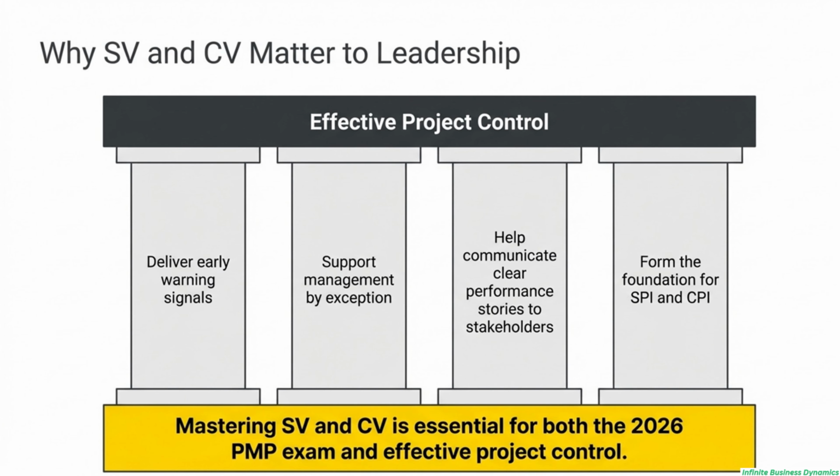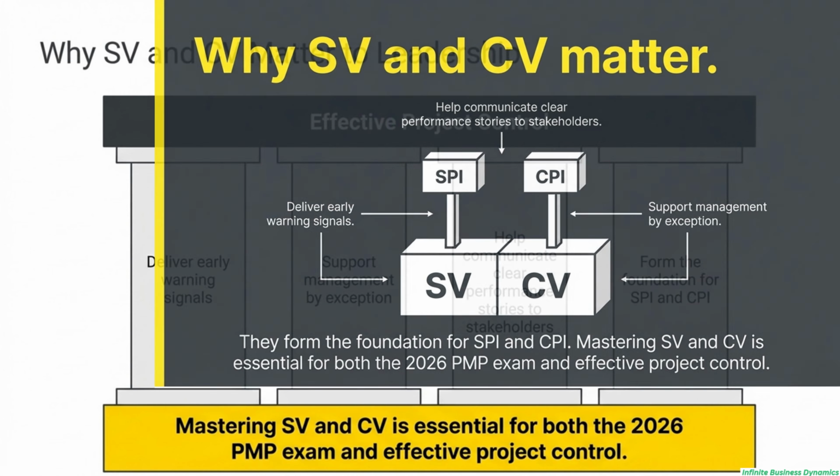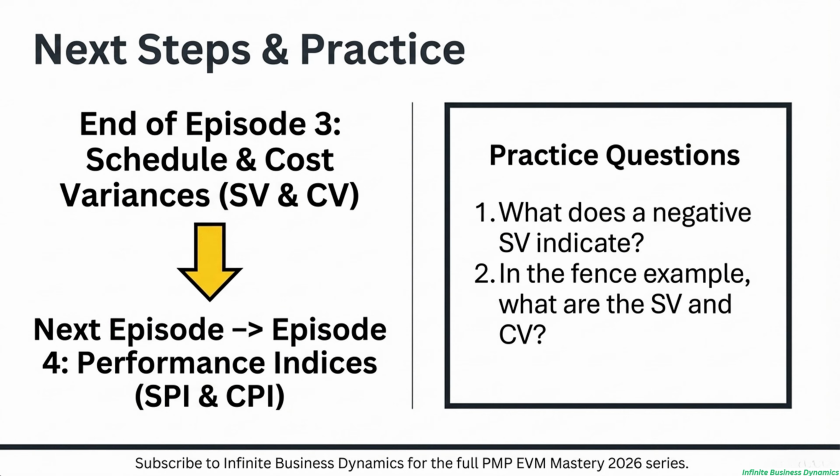They give you the hard data you need to tell a clear performance story to your stakeholders. And they're the foundation for everything else we're going to learn. Mastering these is just non-negotiable. So that's the core of scheduling cost variances. Next time, we're going to build right on top of this foundation and explore the performance indices, SPI and CPI, which are even more powerful.